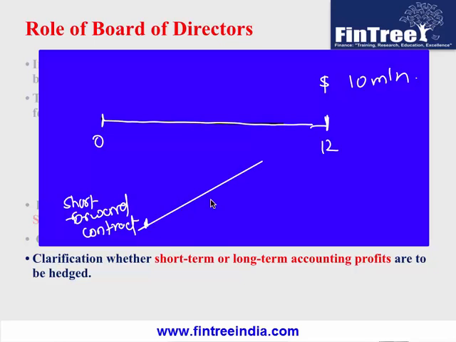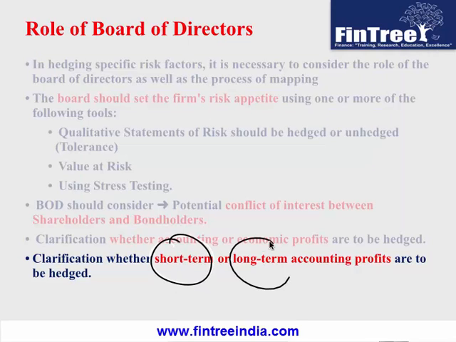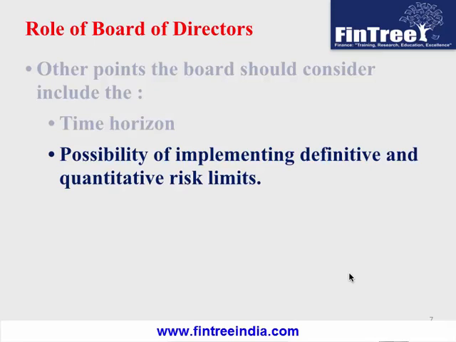Now the difficulty is, this is the closing of the first quarter and today they have to prepare their books of account. Now most of the accounting standards, including IFRS as well as Indian accounting standards, will require you to calculate the mark-to-market profits or losses on every financial statement preparation date. So this 10 million is coming to you in 12 months, so it is not recorded. But if you made losses on the forward, you are actually making profits here, isn't it? Because they are working in opposite directions. But the profits are not getting recorded, while derivatives require you to record those losses. And therefore, you will also have to decide a strategy on whether you're trying to hedge short-term or long-term accounting profits. Are you clear with this concept? Other points now. Time horizon, possibility of implementing definitive and quantitative risk limits.